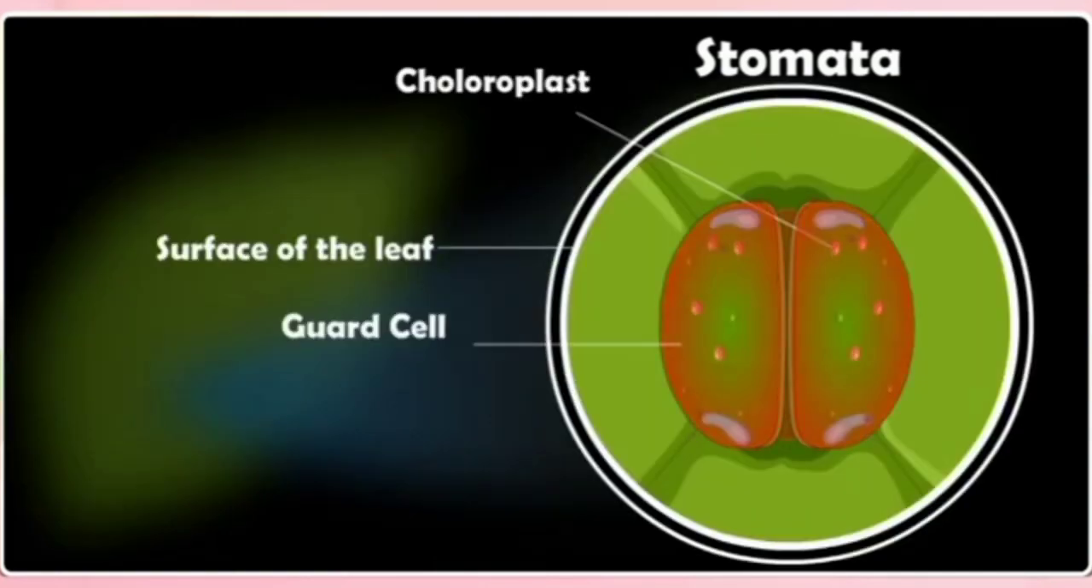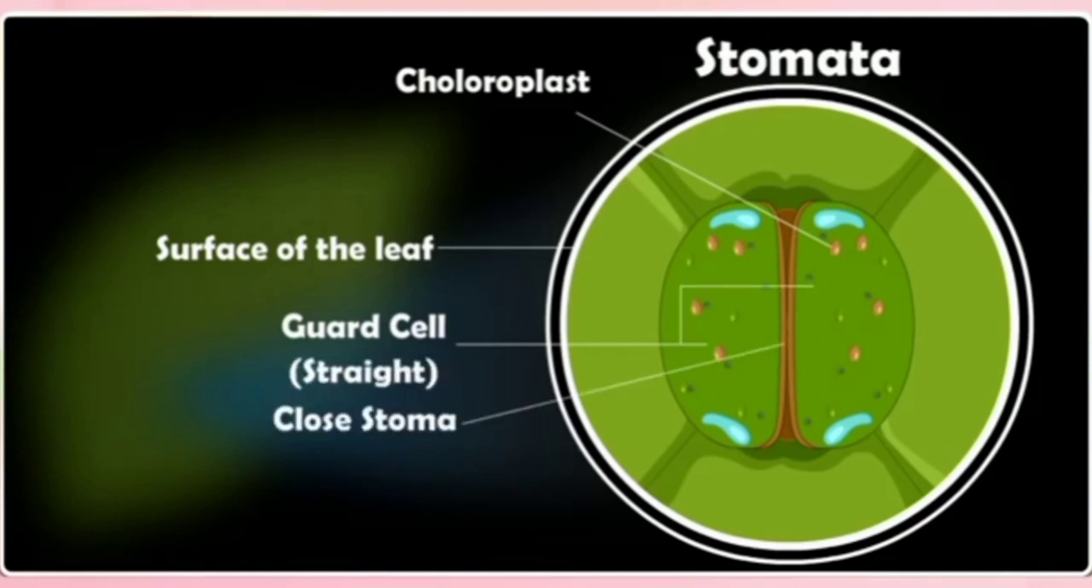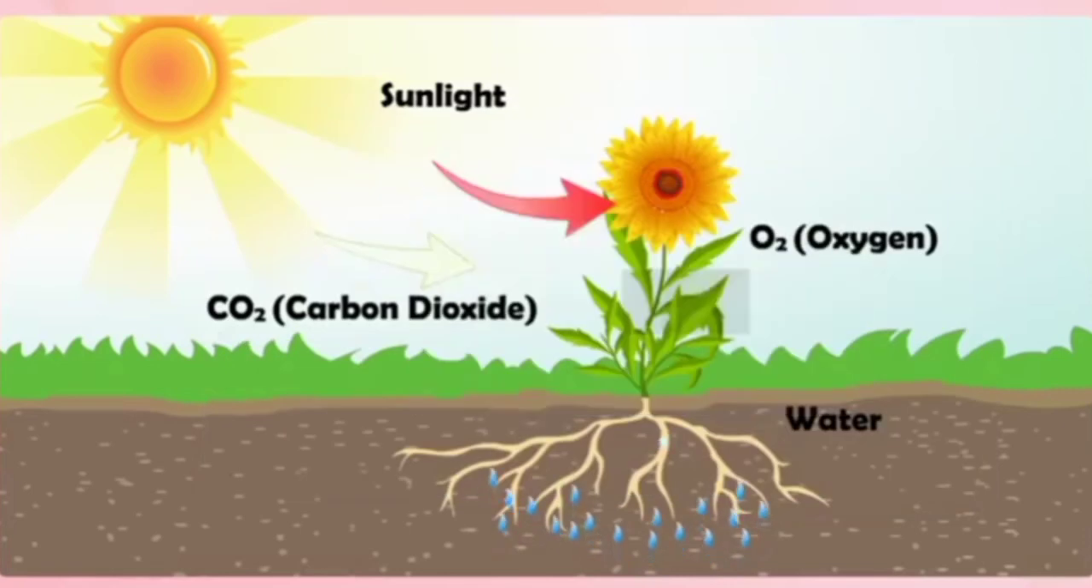The tiny pores are surrounded by a pair of guard cells, and the opening and closing of the stoma depends on the guard cells. When the guard cells are turgid, they remain open, and when the guard cells are flaccid, they remain closed. Carbon dioxide from the environment enters the leaf through the stomatal pore.